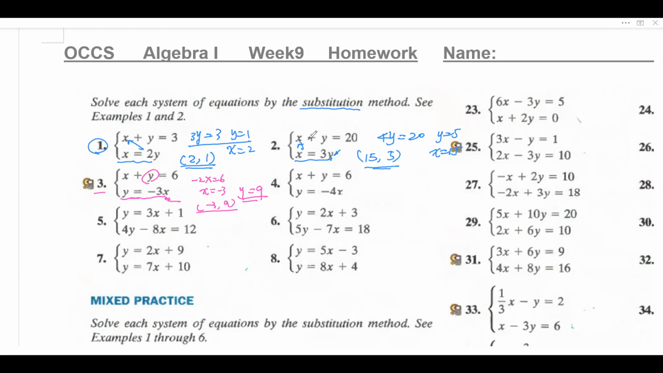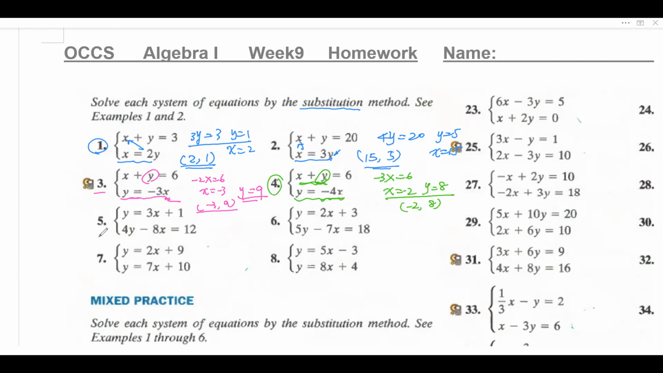Let's go to number 4. y equals negative 4x. So we can substitute this y by negative 4x. So x minus 4x gives negative 3x equals 6. So x equals negative 2, y equals 8. So (-2, 8) right here. All right. Are there any questions?